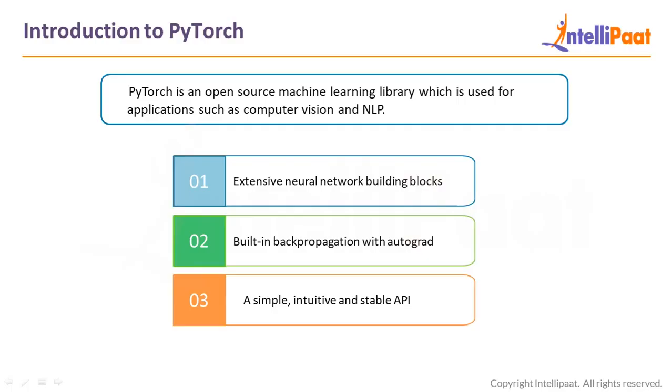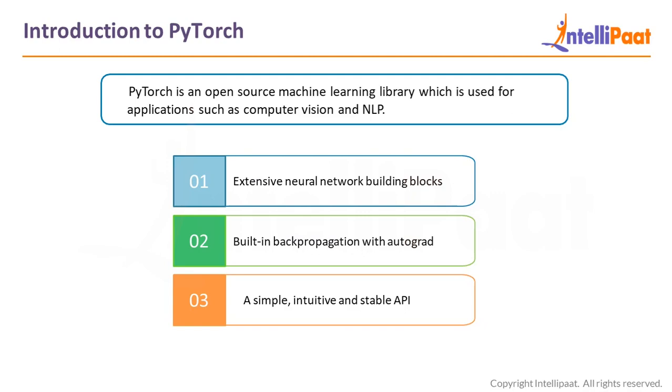So let me explain to you what exactly PyTorch is. PyTorch is an open source machine learning library which is used for applications such as computer vision and natural language processing. PyTorch was originally developed by Meta AI. Along with that, PyTorch redesigns and implements Torch in Python while sharing the same core C libraries for the backend code. Now, let's see the features of PyTorch.